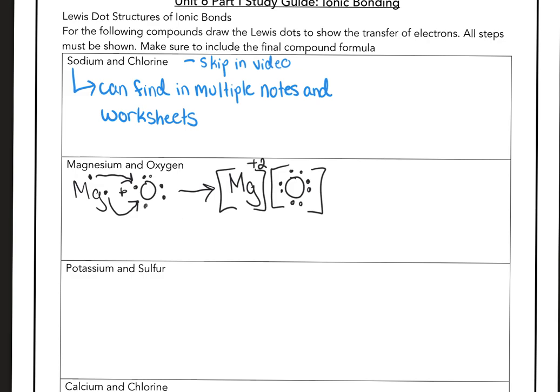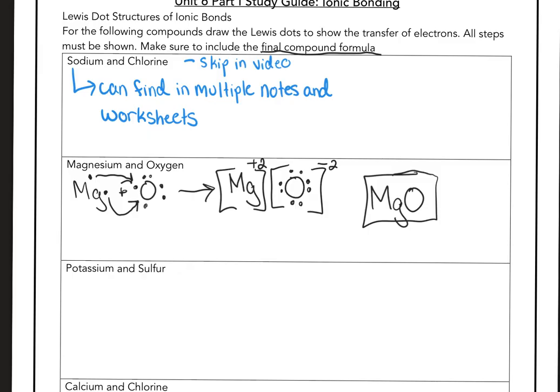Magnesium is a metal, so it will have a positive charge. It lost 2 electrons, so it will be +2, whereas oxygen is a non-metal. It will have a negative charge, and it gained 2 electrons, okay? And then the last step, so make sure you read the directions because it does ask to include the final compound formula. In this case, I have one of each ion, so my final formula is just MgO. All right, so that was the first problem.